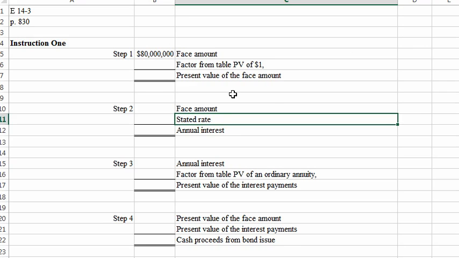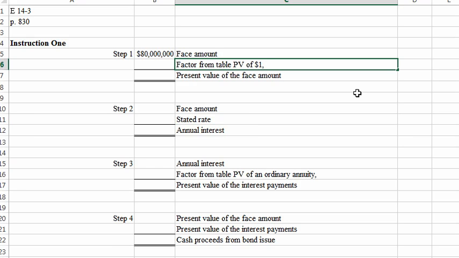Okay, maybe that takes care of our formatting there. So we'll say the face amount, $80 million, times a factor from our table, present value of $1. Now remember that was back on page P2. But let's see what we're dealing with here first. It was a 10-year term with interest payable semi-annually, so we're dealing with 20 interest payment periods at half the market or effective rate. Remember that market rate is an annual rate of 12%, so every 6 months that would be 6%.